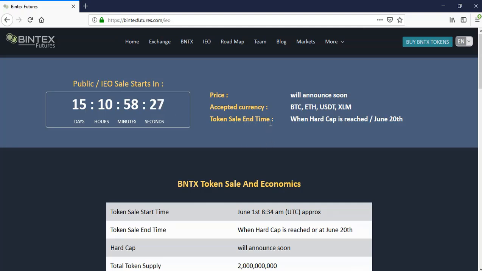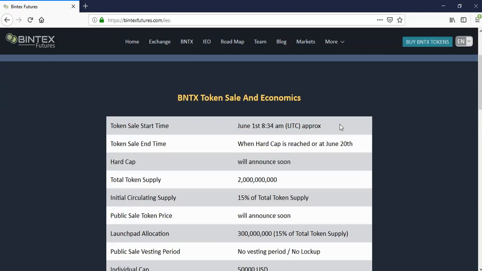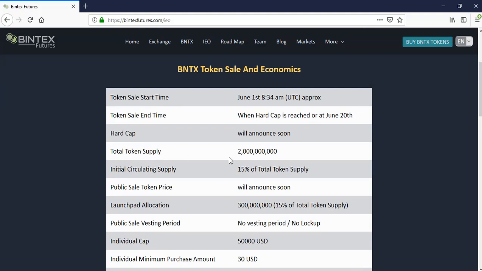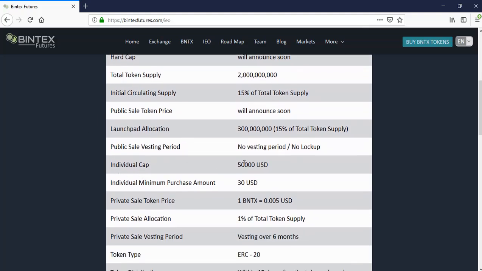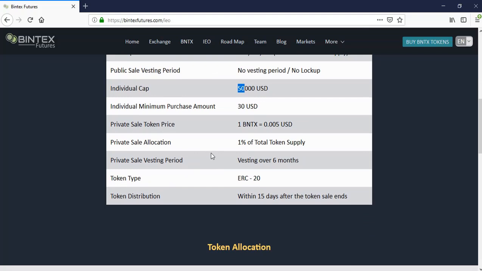Token sale ends when the hard cap is reached. Total token supply is 2 million. Initial circulation supply is 15% of the total token supply. Price will be announced soon. Individual cap $50,000. Individual minimum purchase amount $13. And other information.